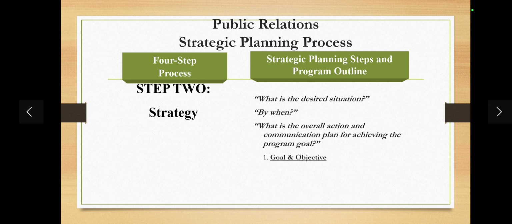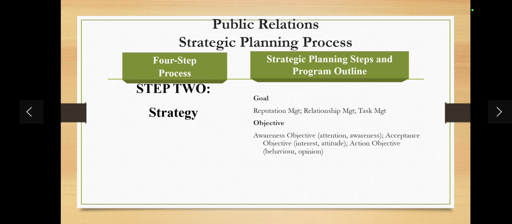We have treated this in class. We have tried to see how to design goals and objectives. So the first thing under strategy is your goal and objective. What do you aim to achieve? Because remember, before you can know your overall action and communication plan, you need to know what exactly you are seeking to achieve.